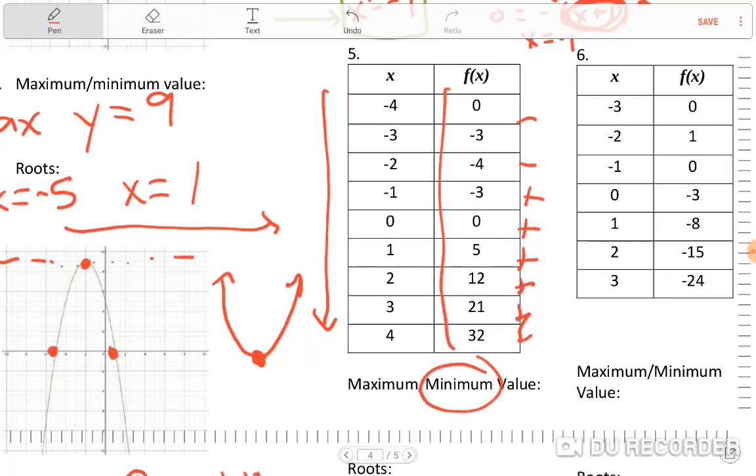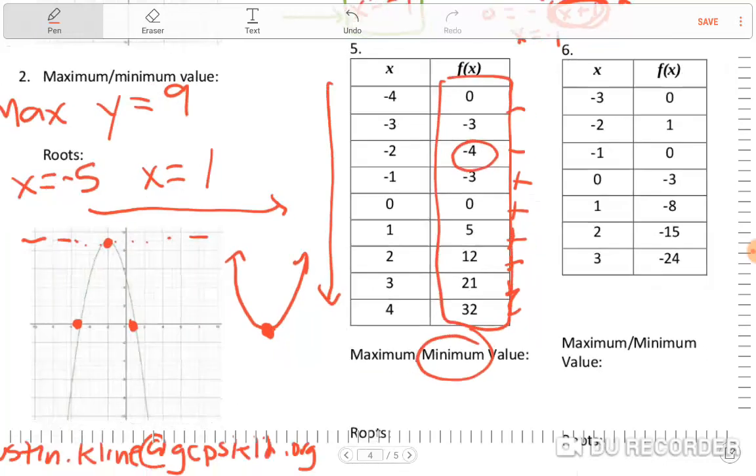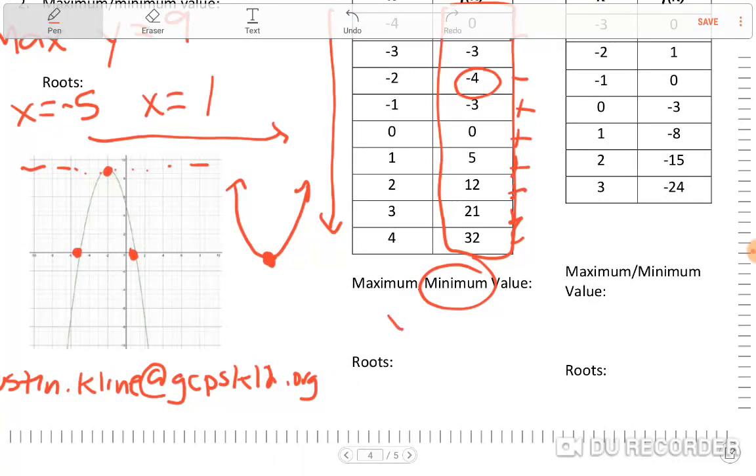And now we just look at all the y's, and what's the lowest number you see? The lowest number I see is -4. So we'll just assume that we had a minimum value at y equals -4.